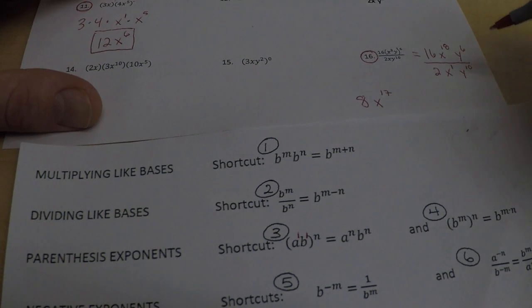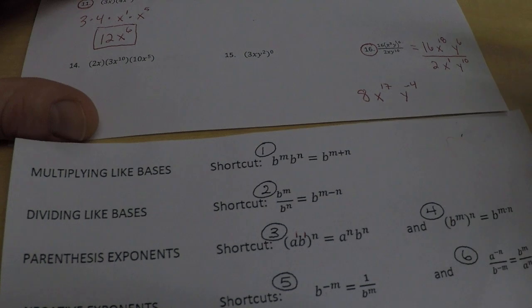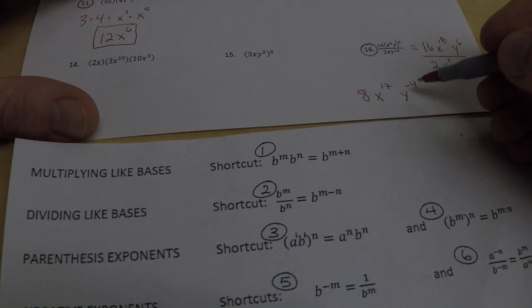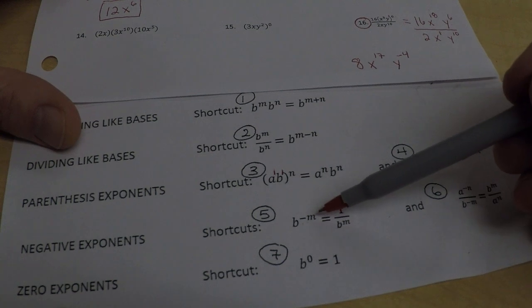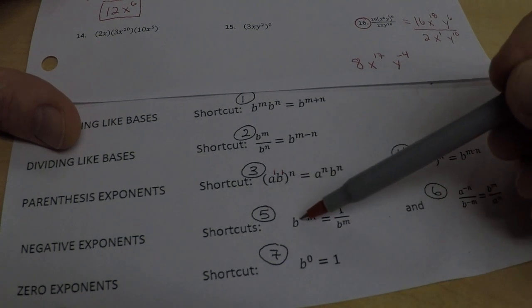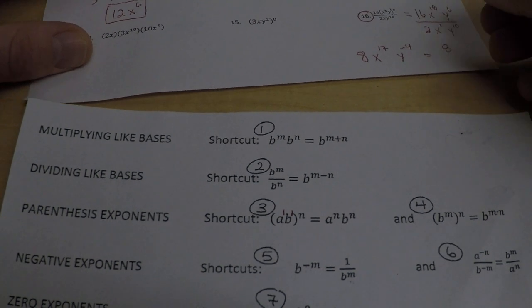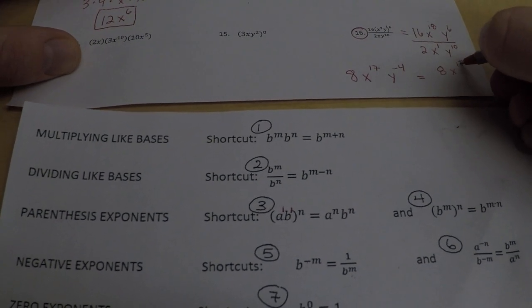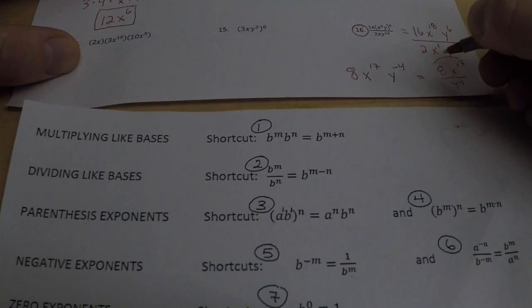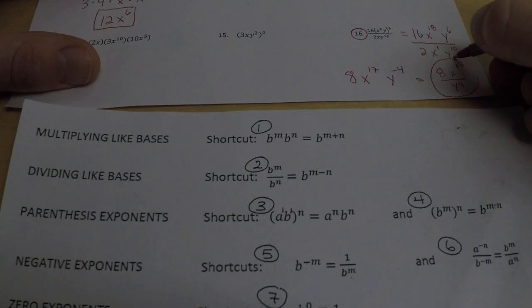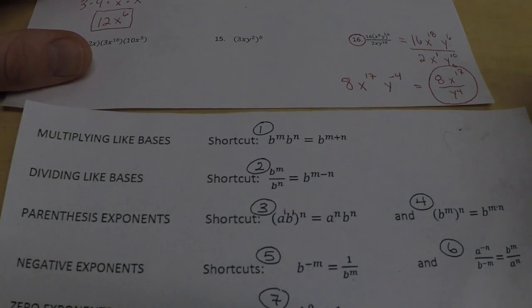And 6 minus 10 is negative 4. Now I have a negative exponent, so I need to make that positive. So I'm going to use rules 5 and 6, where I take my negative exponent and move it. So if it's on the top, I move it to the bottom. So the final answer will be 8 x to the 17, and then y to the positive 4 on the bottom. Notice that only the thing with the negative exponent moved to the bottom.